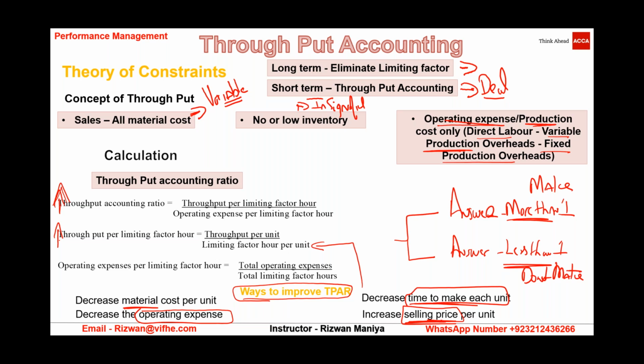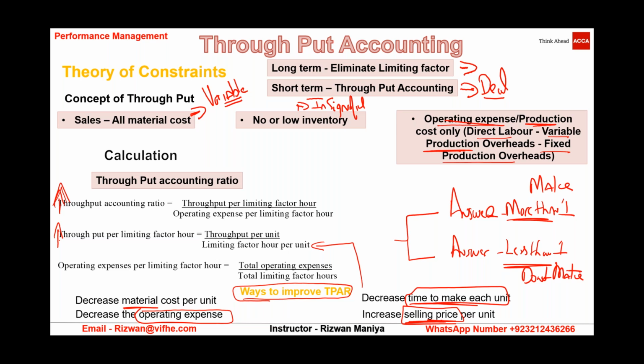So these are the ways. No, labor cost will not, because it's a fixed cost. David, we assume labor to be a fixed cost in throughput accounting. So remember this: if you reduce the hours per unit, it will improve throughput per hour and hence will improve TPAR.